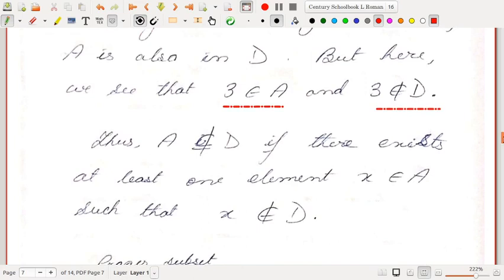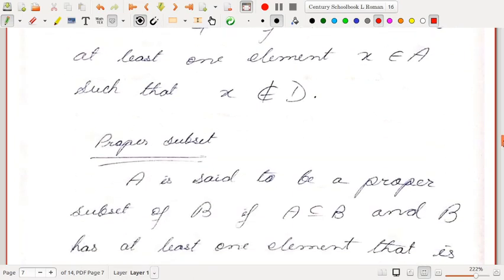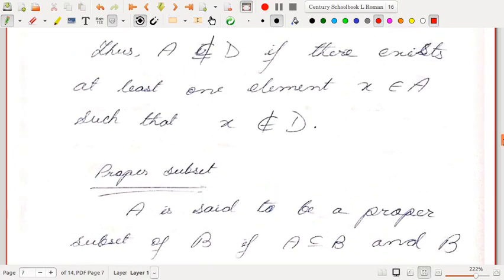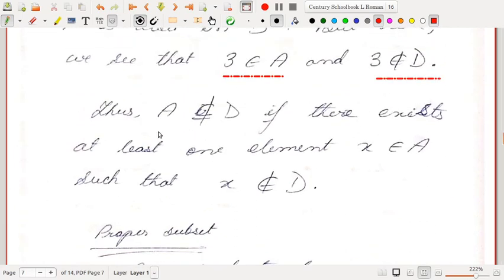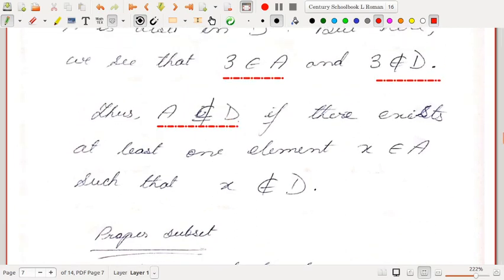That means A cannot be a subset of D. So this logical understanding is very important in set theory. Under what condition is A not a subset of D? This very simple concept will be absolutely necessary in all other future discussion on set theory. A is not a subset of D means that there exists an element x inside A which is not there in D.